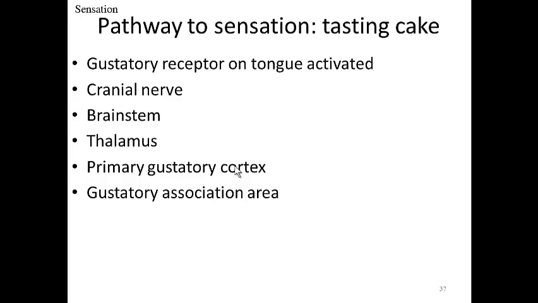So the thalamus must send it on to the primary gustatory cortex, where you become aware that you are tasting something. But then the information is sent to the gustatory association area, where you realize that you are tasting delicious cake and you really need to get some more of that delicious cake.